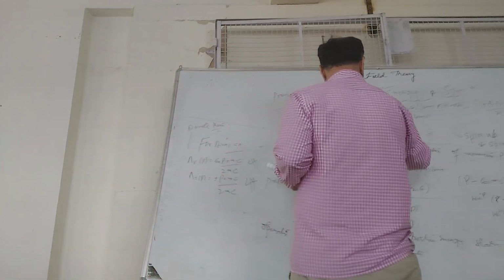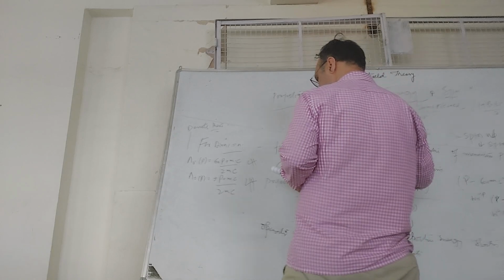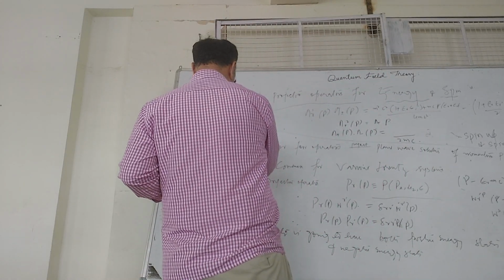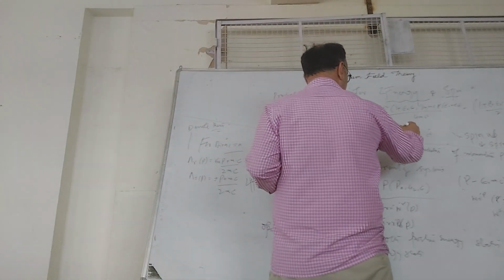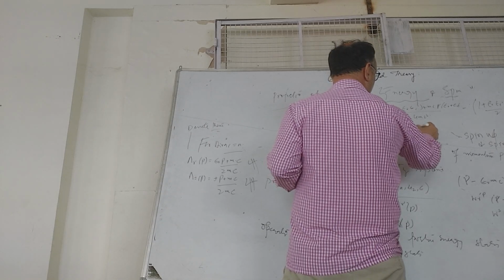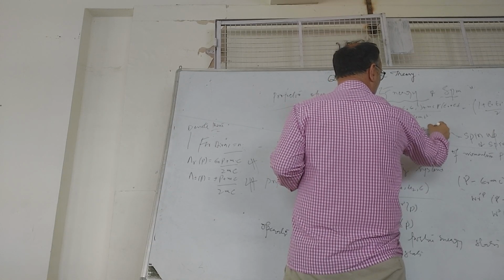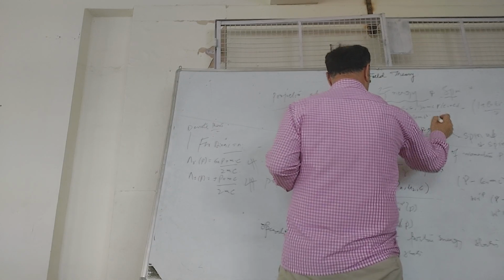The denominator में 2mc आएगा. This is p plus mc minus p minus mc. So it will cancel. So it will be 0.